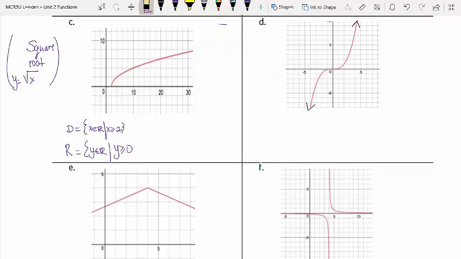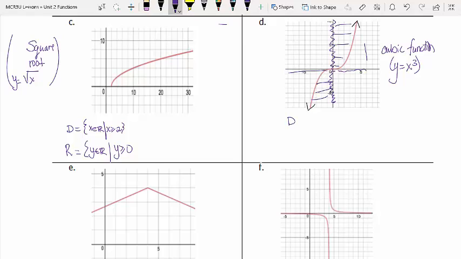Let's look at part D. This is a cubic function, and I think it's pretty easy to look at this and say that because this cubic function is extending to infinity, all possible x values will generate a point on this function, and likewise all values on the y-axis will also be part of points on this function.